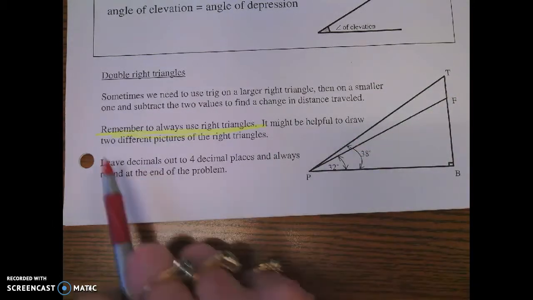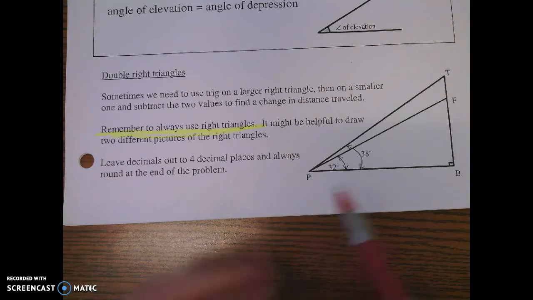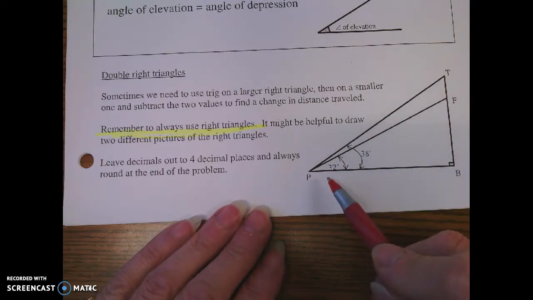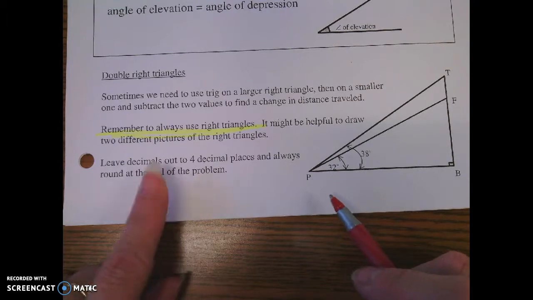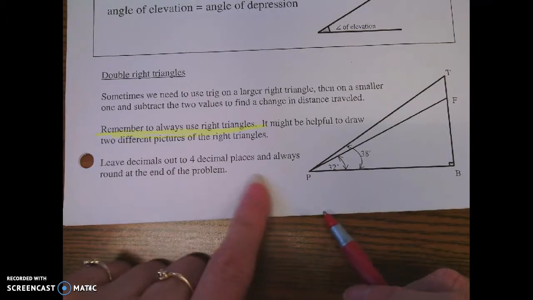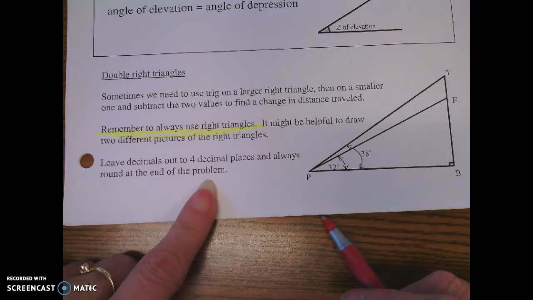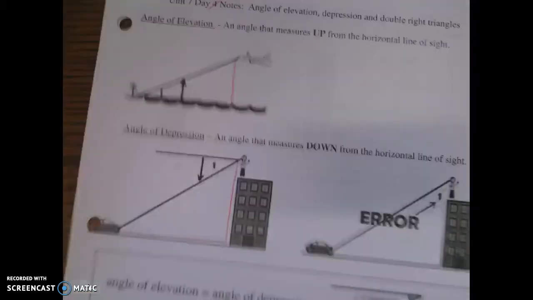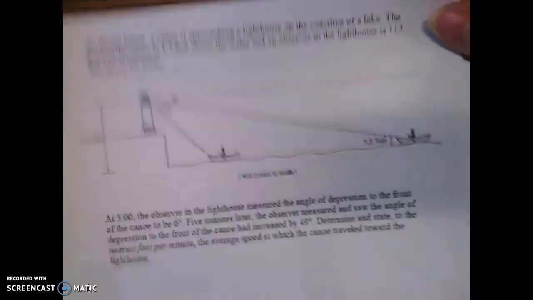Sometimes it helps to draw the two different pictures, so to split them up. So to draw the smaller one and then the bigger right triangle. Remember also, leave your decimals out to 4 decimal places and always round at the end of the problem. So let's take a look at a double right triangle problem.